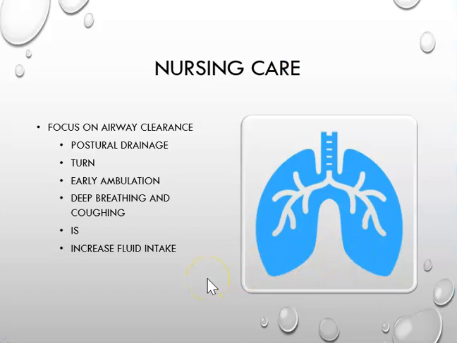Nursing care, you're really going to be focusing on airway clearance with postural drainage, turning that patient often, early ambulation. This is never going away. Deep breathing and coughing, incentive spirometer, and increasing your fluid intake. And anytime I say increase your fluid intake, just use caution in patients with heart failure and renal failure, which will be the next section.